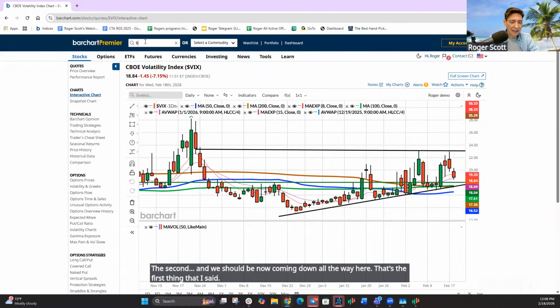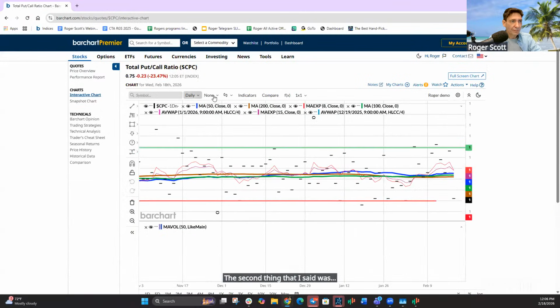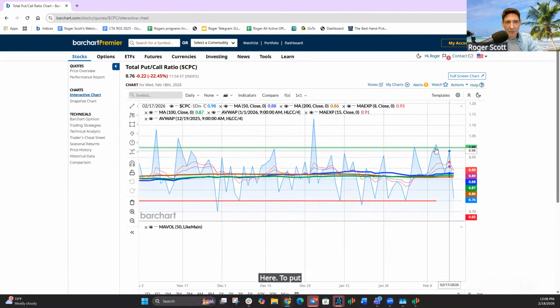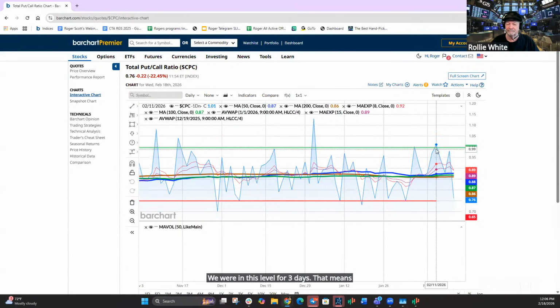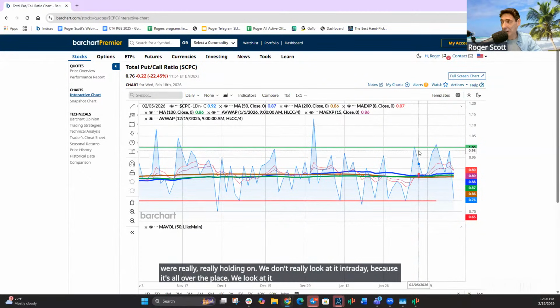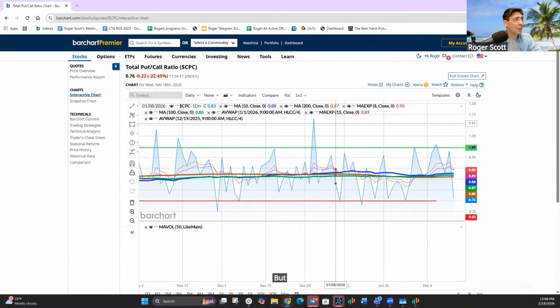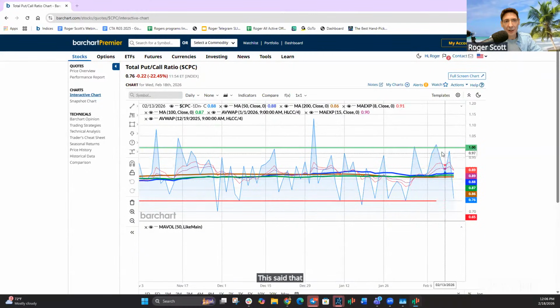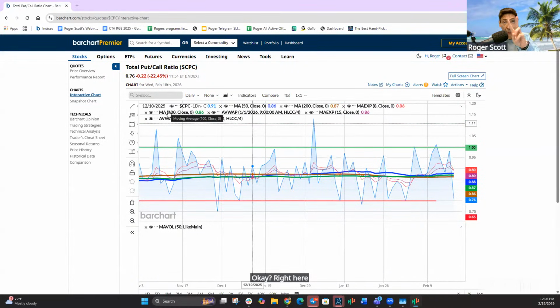The second thing that I said was, here, the put/call ratio. We were in this level for 3 days. That means puts really were holding on. They were really, really holding on. We don't really look at it intraday because it's all over the place. We look at it the next morning, so we're going to look at it tomorrow morning. But as of right now, you can very clearly see that the put buyers were starting to get a little ahead of themselves. Okay, right here. That was number 2.